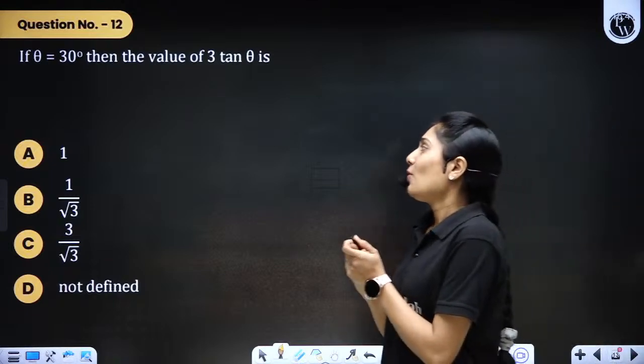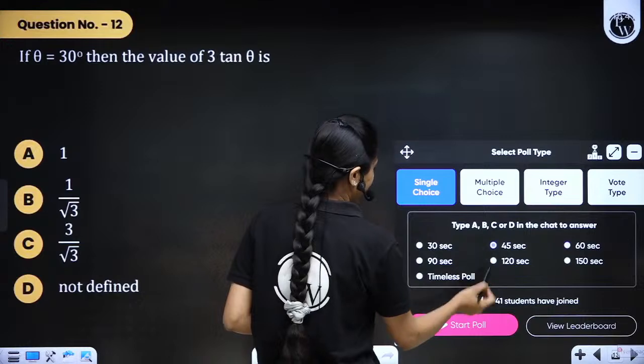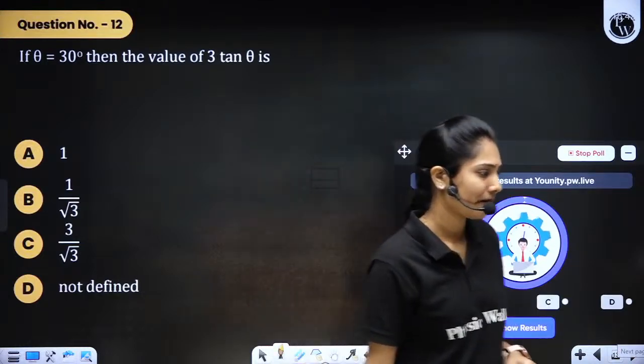If theta is equal to 30 degrees, then the value of 3 tan theta. It's very easy. Just calculate it within seconds.